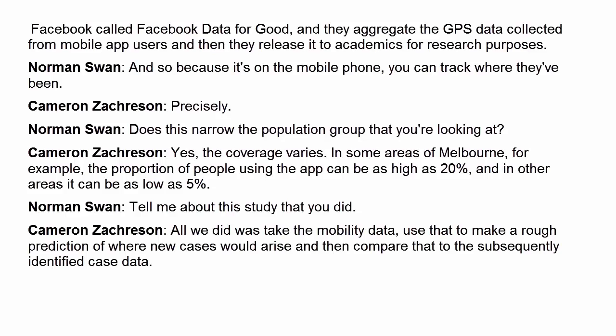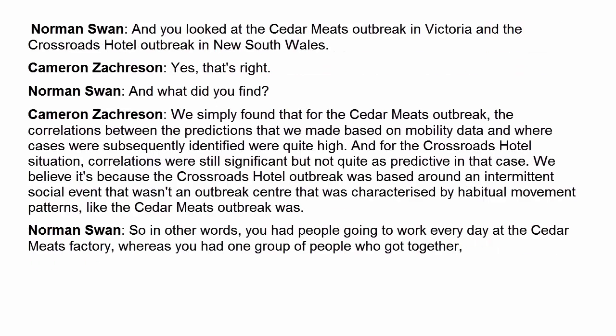Tell me about this study that you did. All we did was take the mobility data, use that to make a rough prediction of where new cases would arise, and then compare that to the subsequently identified case data. And you looked at the Cedar Meats outbreak in Victoria and the Crossroads Hotel outbreak in New South Wales. Yep, that's right. And what did you find? We simply found that for the Cedar Meats outbreak, the correlations between the predictions that we made based on mobility data and where cases were subsequently identified were quite high. And for the Crossroads Hotel situation, the correlations were still significant, but not quite as predictive in that case.